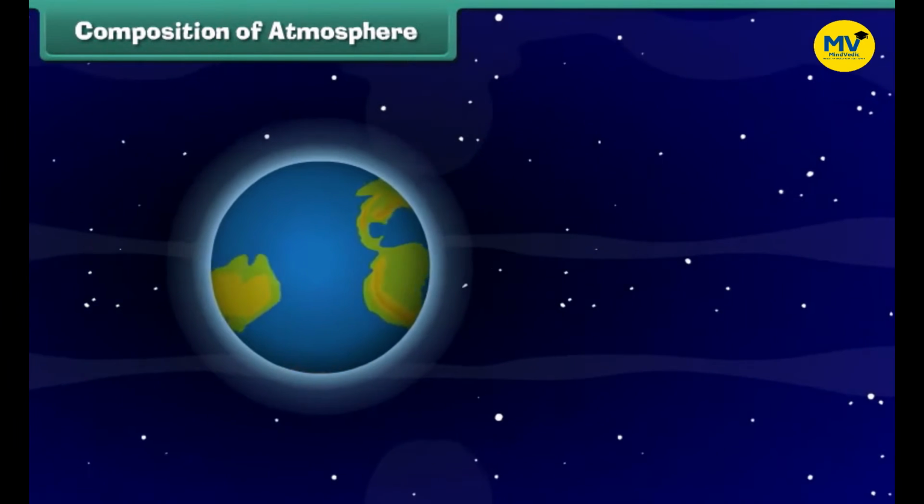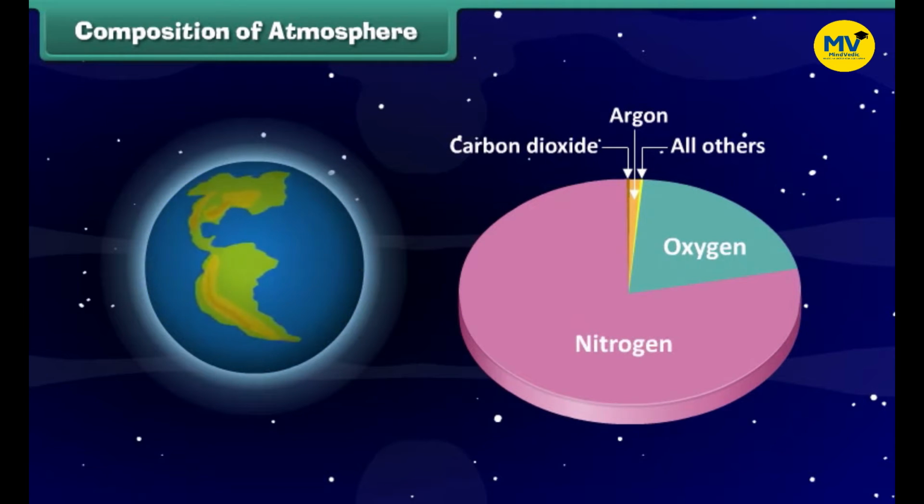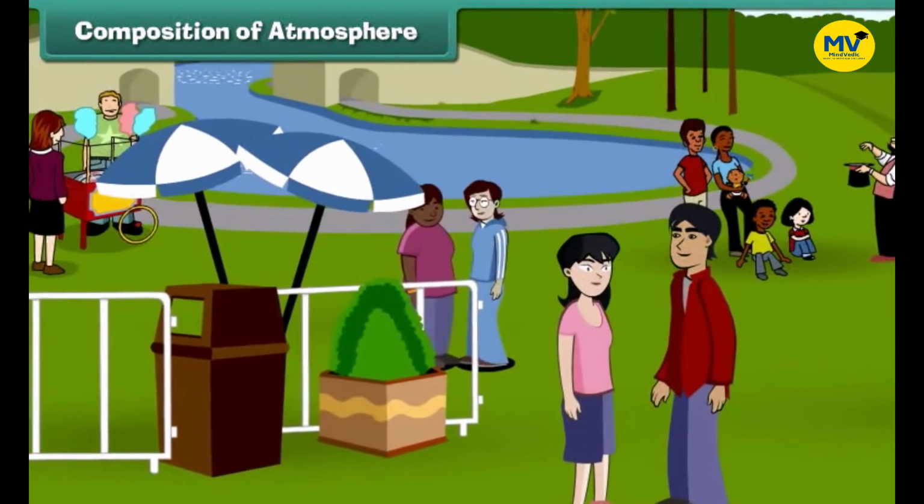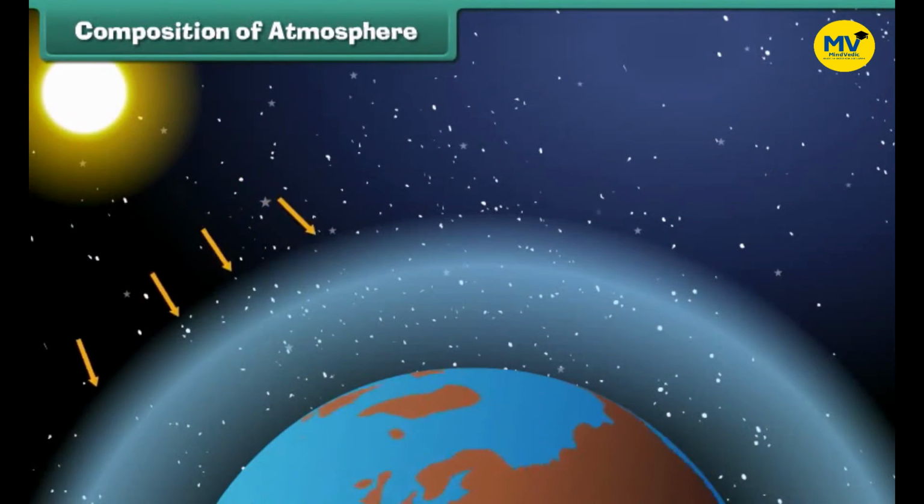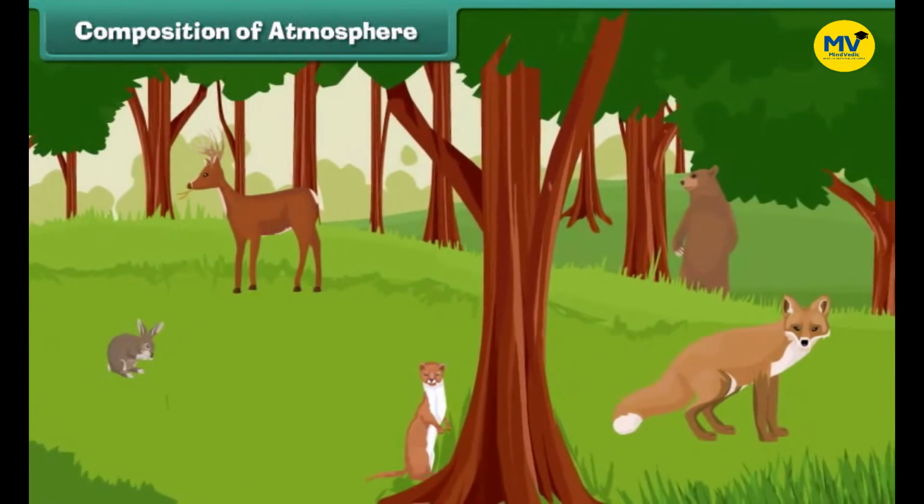The atmosphere is made up of mixture of gases, primarily nitrogen and oxygen, that wrap around the Earth like a blanket. Without the atmosphere, we would not be able to live here. It protects us from the dangerous rays coming from the sun and make Earth as a perfect habitat for plants and animals.